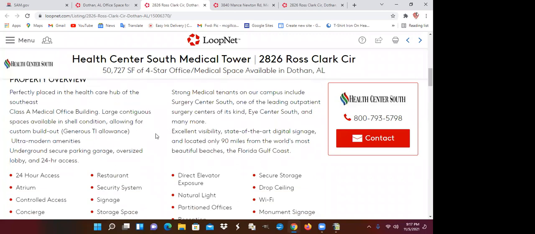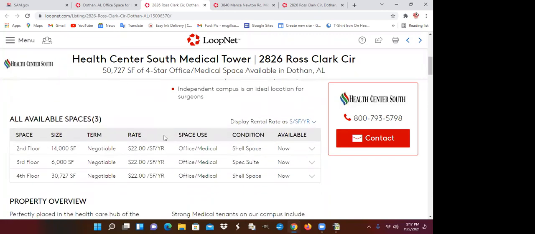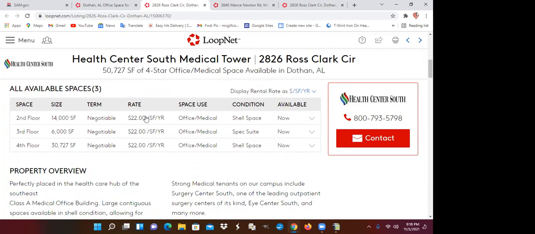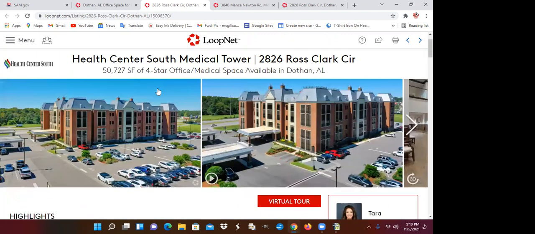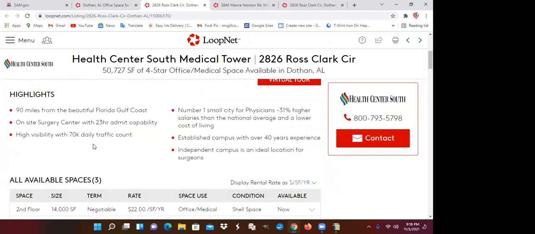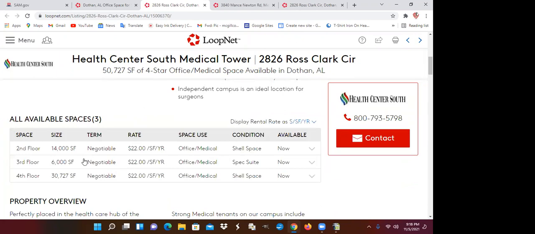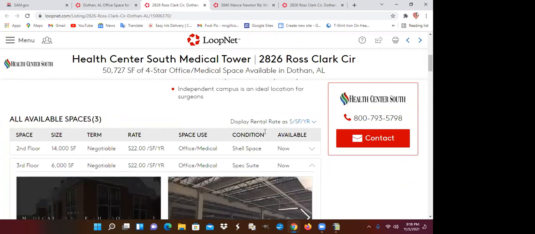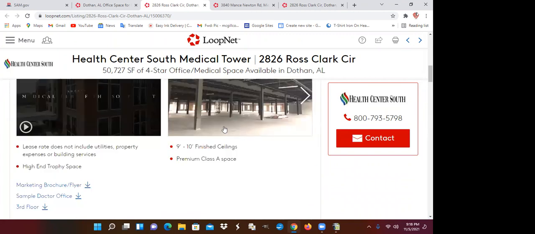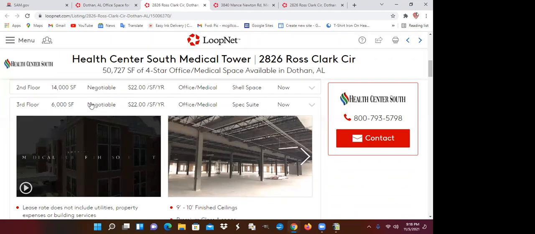But basically what you're doing is, you get with a realtor, because there's going to be spaces in Dothan that's not on here. You know what I'm saying? So you will find a realtor in Dothan, Alabama, and tell them what you're looking for. Have them hunt it for you. See this right here. Yes, it's a little too big for them.